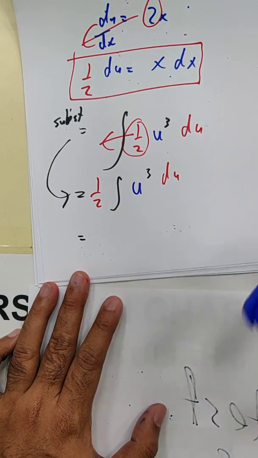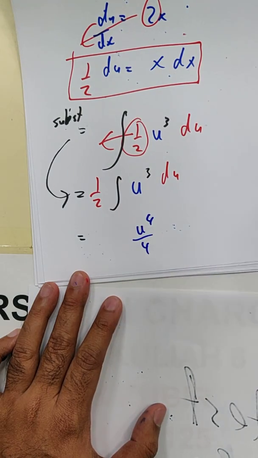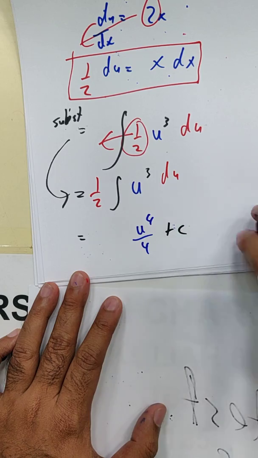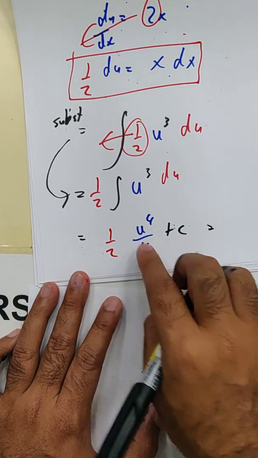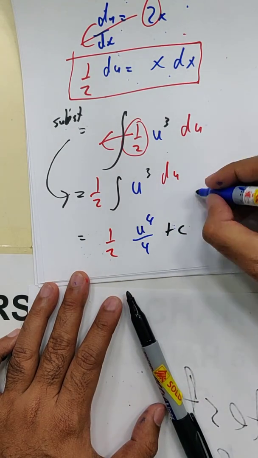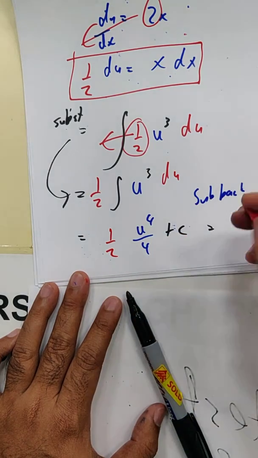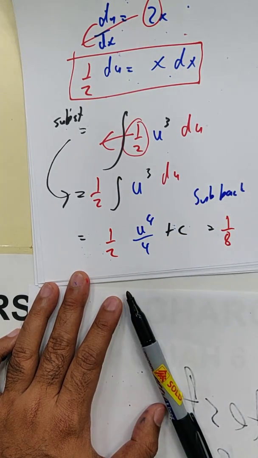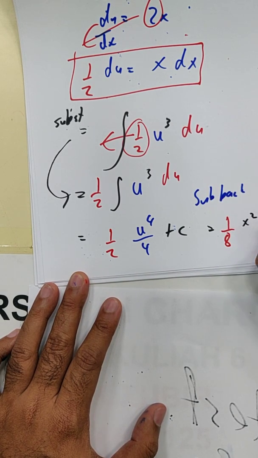And from here, the steps are all the same. u to the 4 over 4 plus c, times half. And yes, you should not leave your answer in u. Sub back as well. 2 times 4, 1 over 8, (x squared plus 5) to the power 4 plus c.